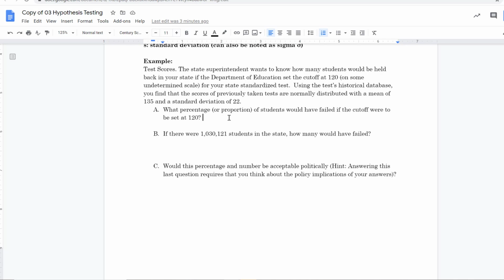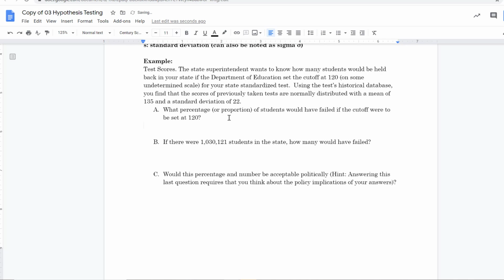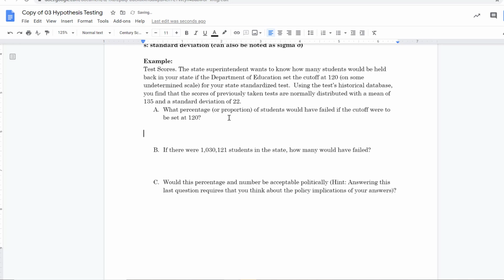So let's come in here under A and start figuring this out. One thing to note, you might be looking at this and thinking, well, historically we score on average a 135 and 120 is lower than that, so this is going to be fine. It's probably not a big deal. This is where the statistics are really helpful because they give you an indication of whether this is a big deal. Would this be a lot of people? Is this a big percentage? Or is it a really small percentage?